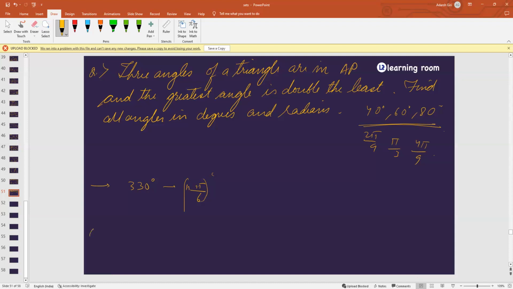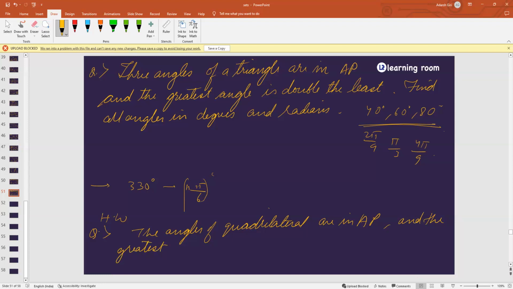All right. So take one question as homework. So question says that the angles of a quadrilateral are in AP and the greatest angle is double the least. Express least angle in radians. Write it down.